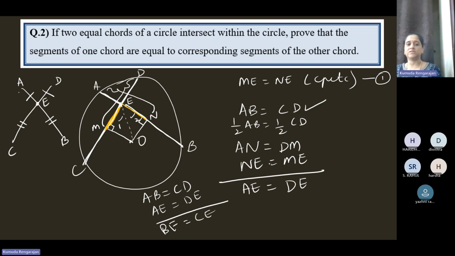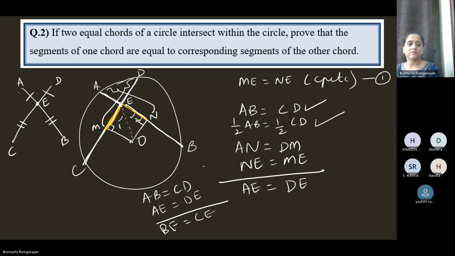AB is equal to CD, because it's given equal chords. Half AB is equal to half CD, because when you know the midpoints of the chords, then you can use half AB, half CD. Because we have drawn perpendiculars from the center to the chords, we know that the perpendicular from the center to the chord bisects the chord. So M is the midpoint of CD, N is the midpoint of AB.